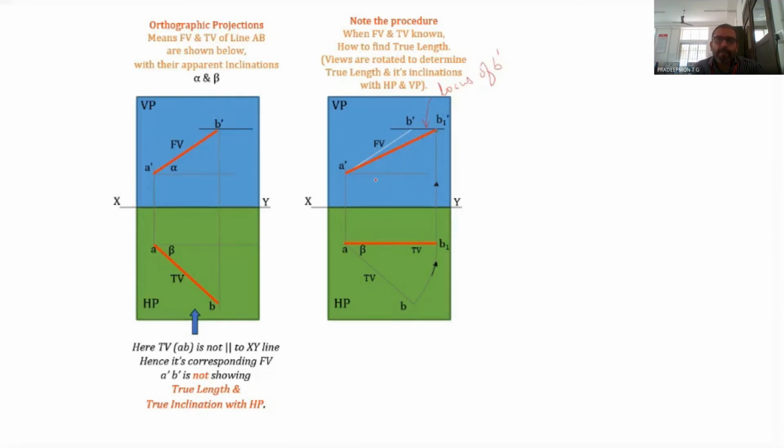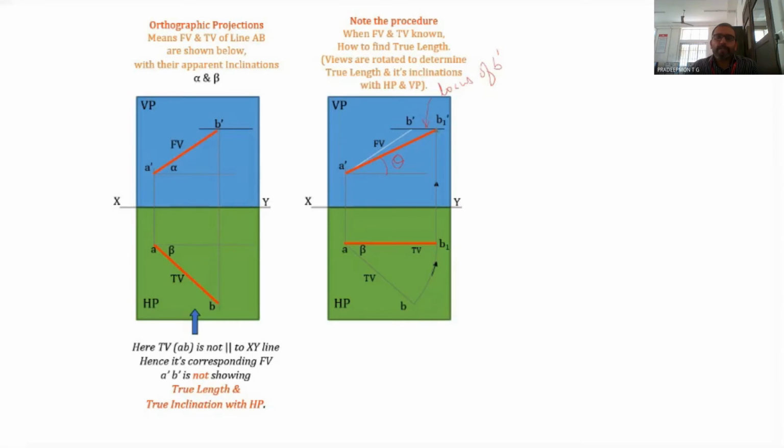Since the top view is parallel to the XY line and the front view is inclined at an angle to the XY line, this angle should give you the true inclination theta with the HP, the true inclination of the line with the HP. And the length A dash B1 dash should give you the true length of the line, the actual length of the line.